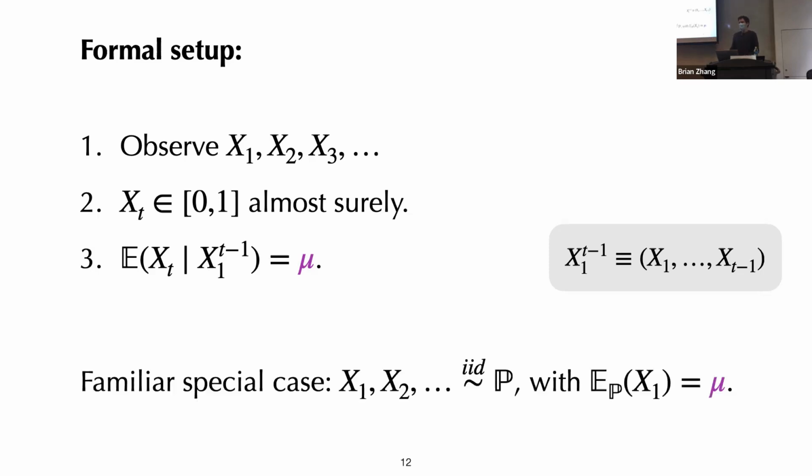But as a familiar special case that I encourage you to keep in mind, if you're used to it, is just this problem of x1, x2, and so on, IID from some distribution P with some mean mu. So this is a familiar special case, but just keep in mind that assumptions 1, 2, and 3 are handling something slightly more general, or much more general, and the algorithms that I'll present will solve that problem too. Okay.